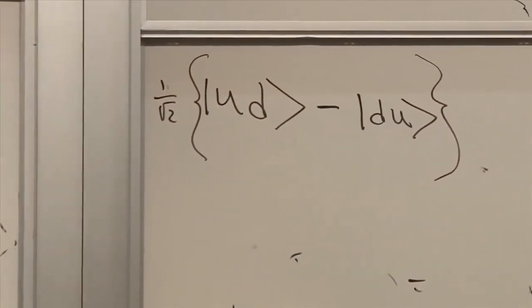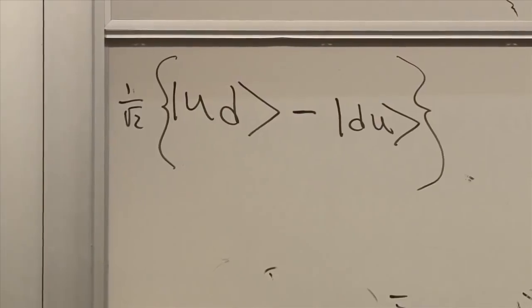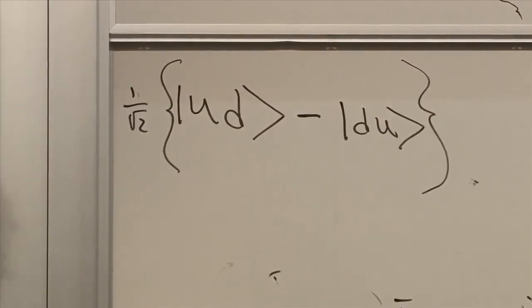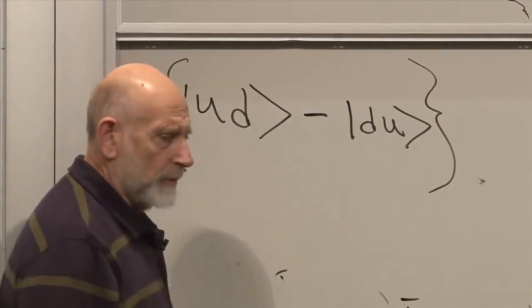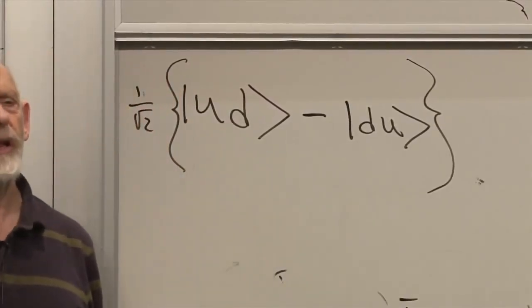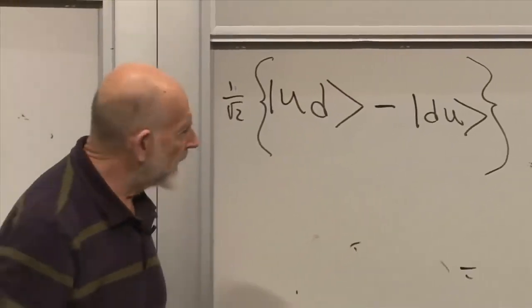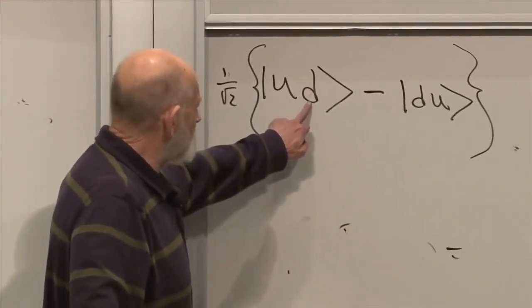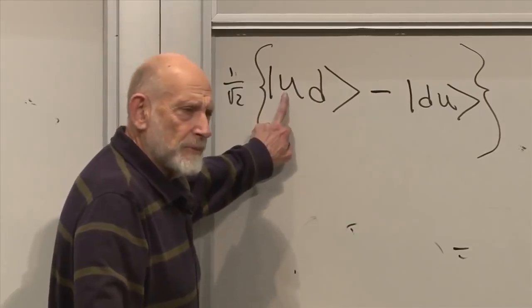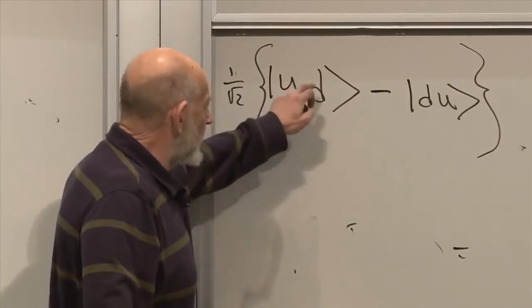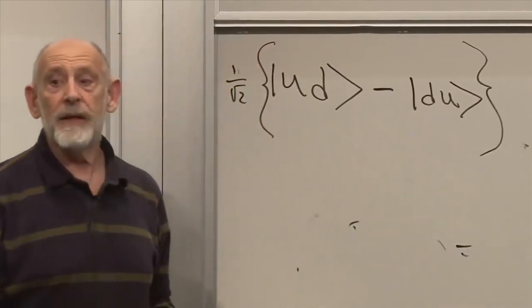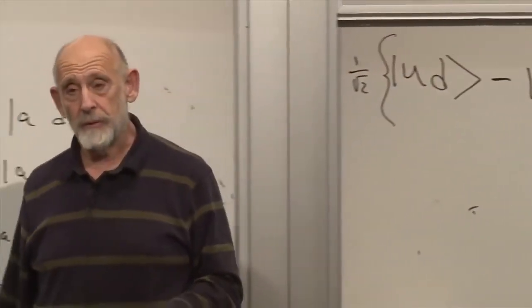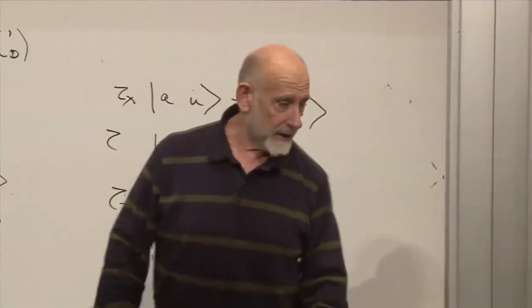Now, this state is interesting. It has the property that it has a correlation. If you know that tau is down, then sigma must be up. On the other hand, if you know that tau is up, then sigma must be down. Now, what does that mean mathematically? We're going to find out exactly what that means mathematically.